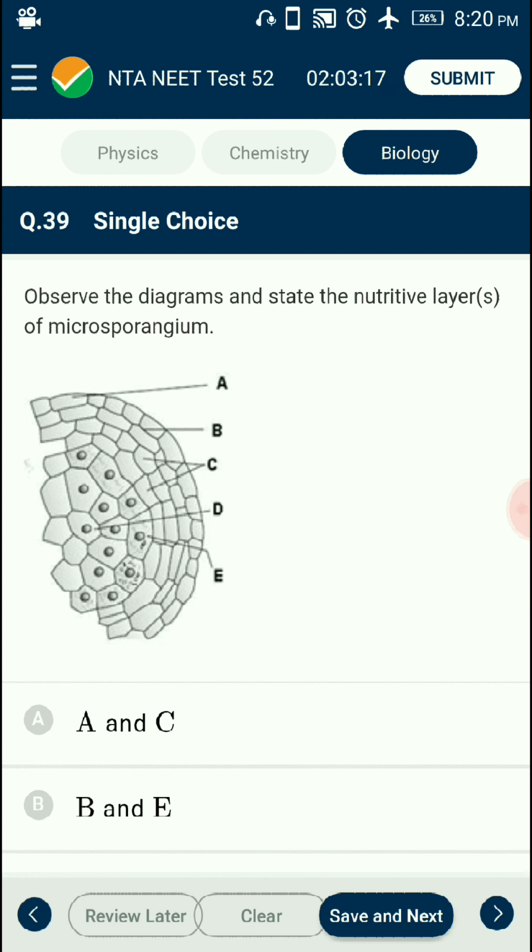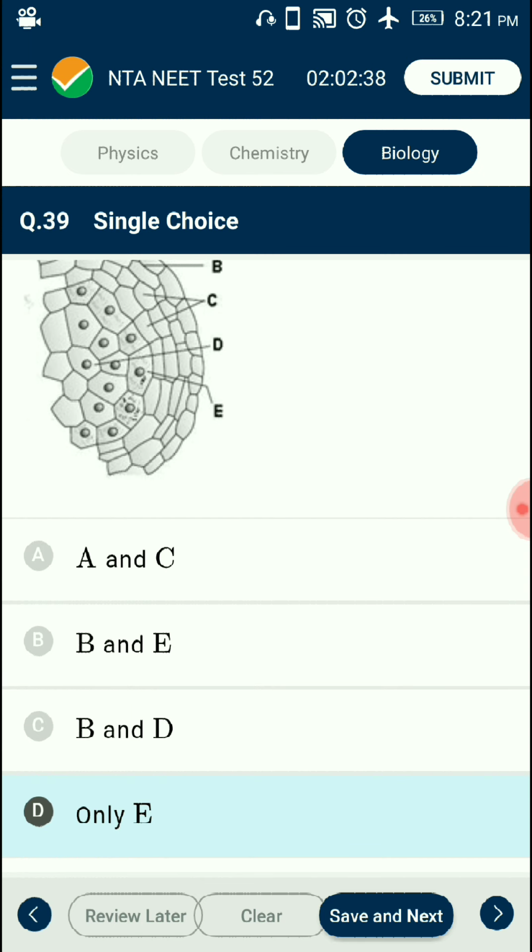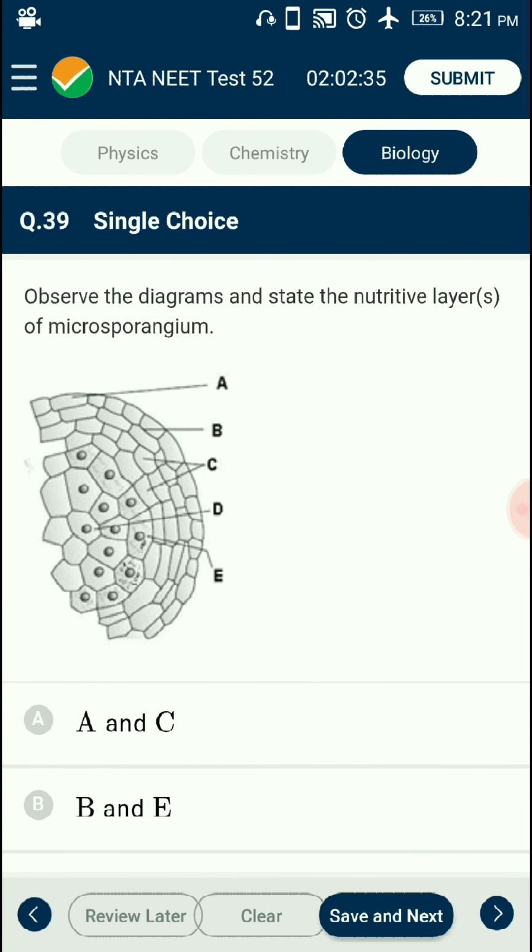Label C, middle layer, present between tapetum and endothecium, function is protection and support in dehiscence. Label B, endothecium, inner to epidermis, function is protection and support in dehiscence. Label A, epidermis, outermost layer, protective in function. So the answer for this question is option D. So from the given, tapetum is the nutritive layer for the microsporangium.